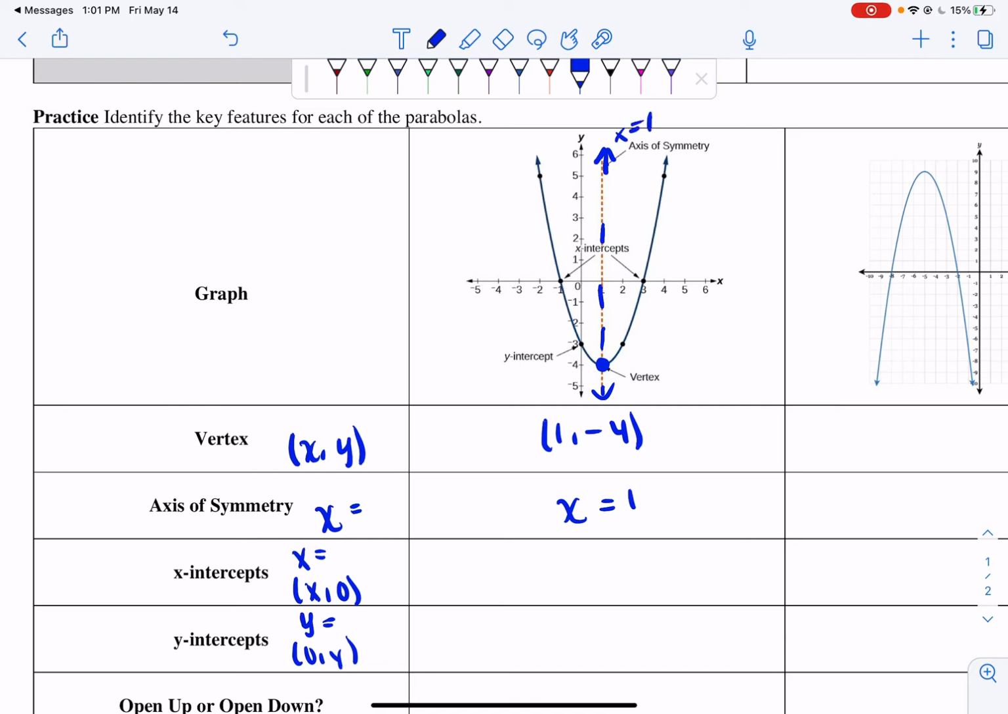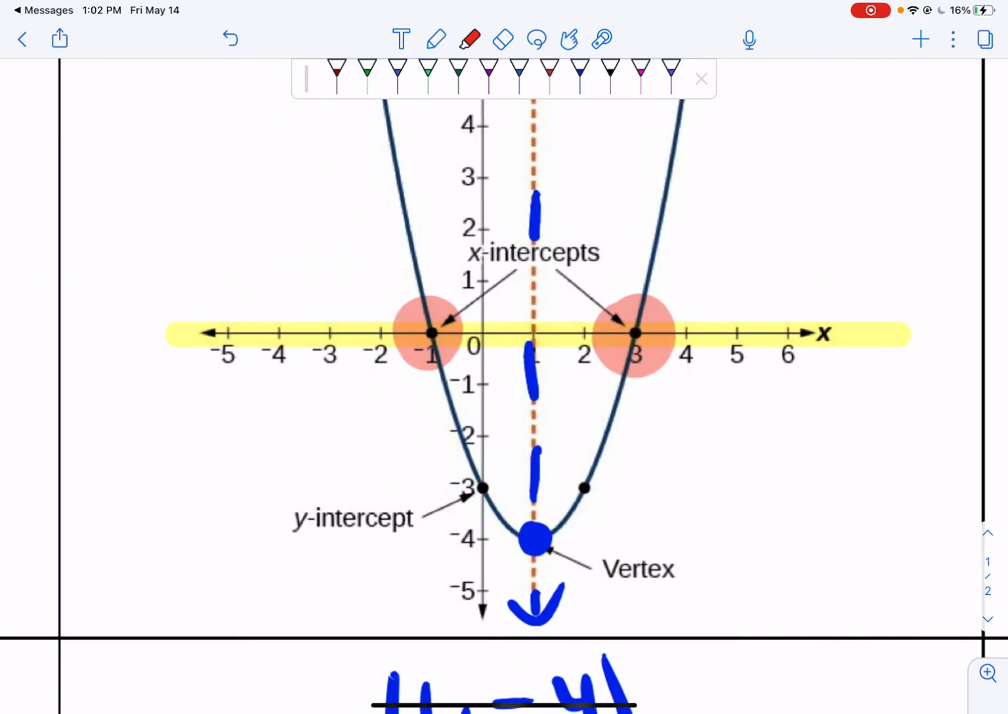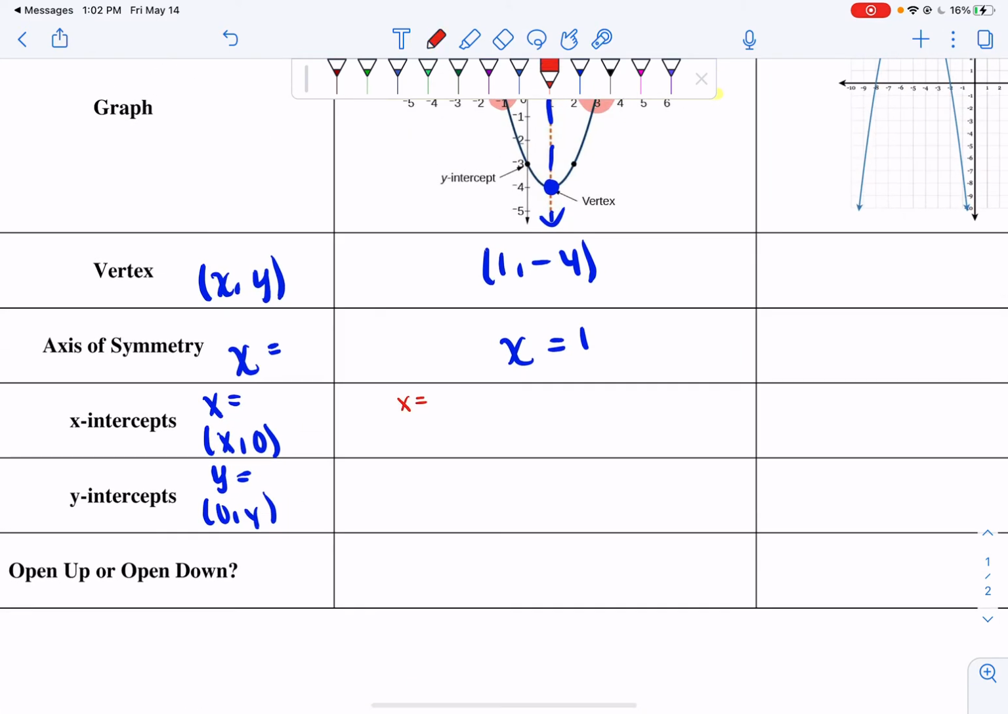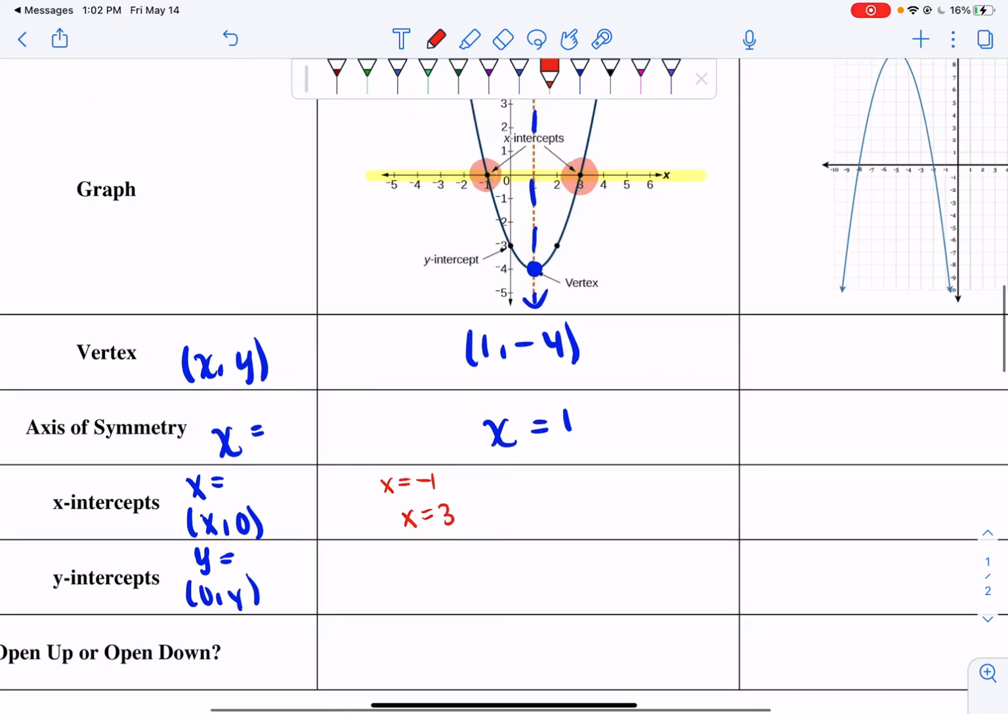Your x-intercepts, basically where your graph crosses the x-axis. If you look, your graph crosses the x-axis in 2 spots, here and here. So if I look at these numbers, I have -1 and I have 3. So I can say x equals -1 and x equals 3, or I can write them as ordered pairs. I can write -1, 0, and I can write 3, 0. That's another way I can write my x-intercepts.